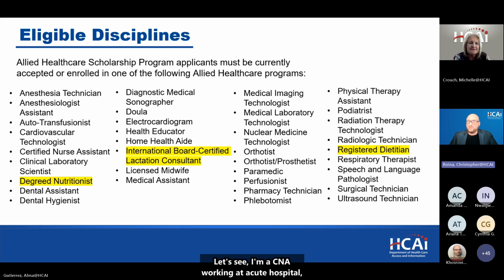I'm a CNA working at acute hospital, going to community college. That's a nursing question. See our programs for nursing on that. We have certified nursing assistant as a program here. That is the one exception. So if you're enrolled in a certified nursing assistant program by October 1st, then you can apply. But if you are going for your RN, as it looks like, then look into BSN.